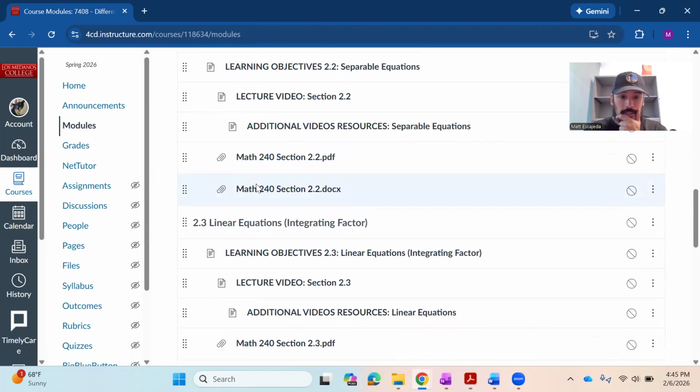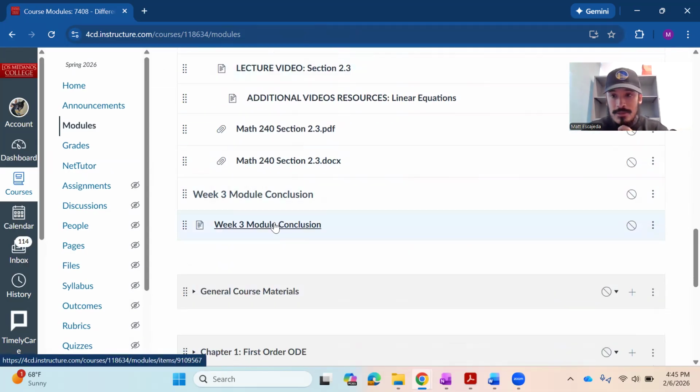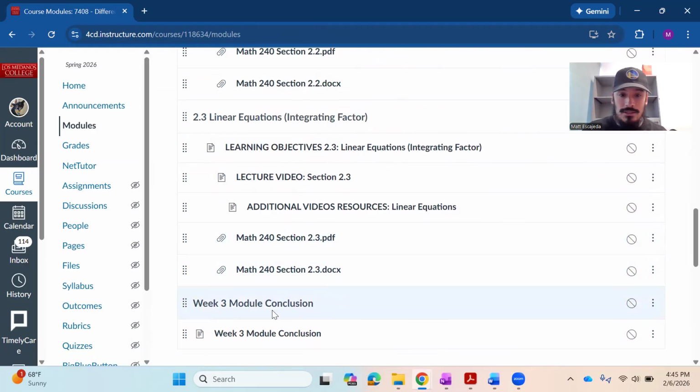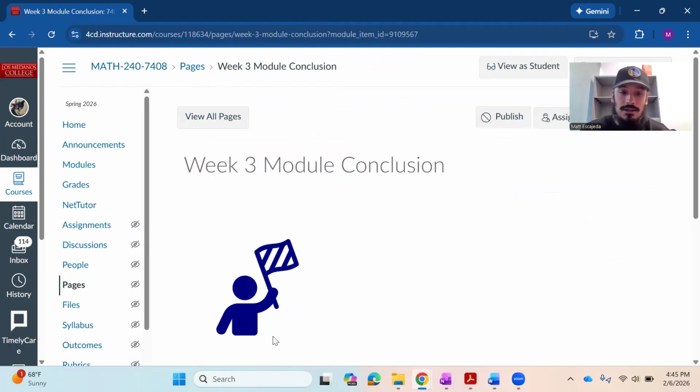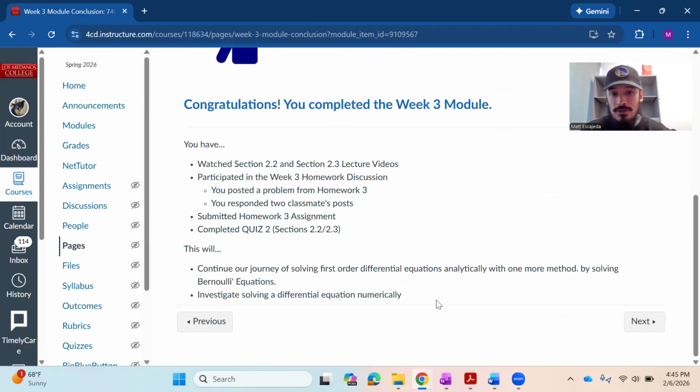So that's pretty much it. Same stuff as always. Hopefully you get to the conclusion and complete all these tasks: you watch the videos, discussion board, quiz, and homework. And then next week, we're going to learn a couple more methods, another analytical way, and then one numerical way where we can use an iterative process to solve a differential equation that we can't solve by hand.